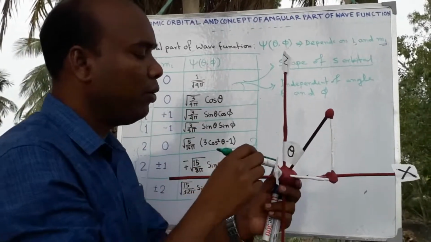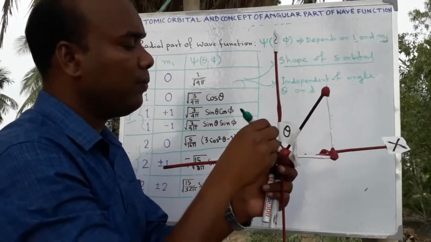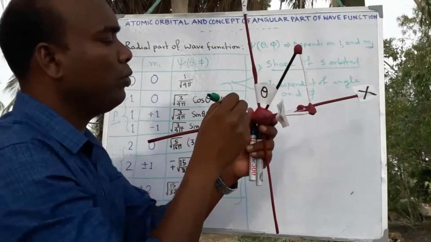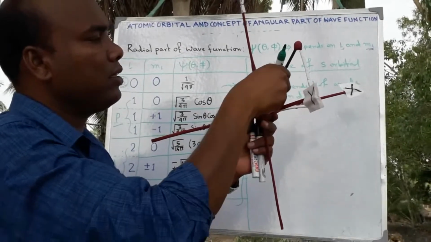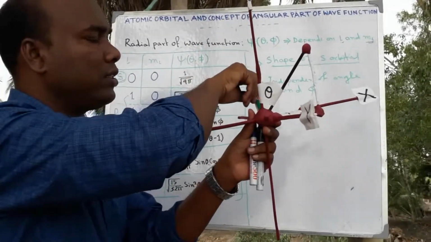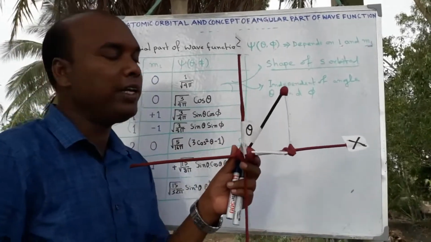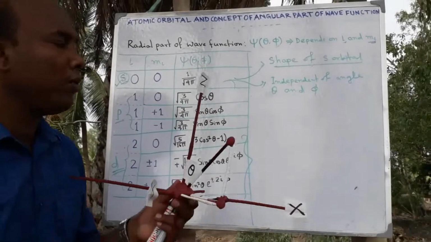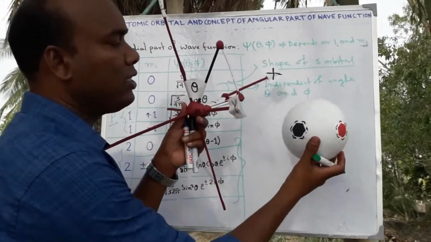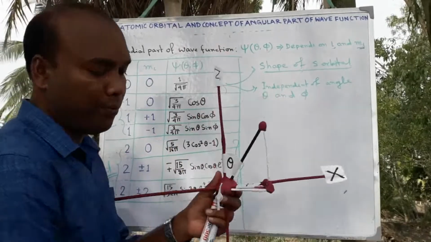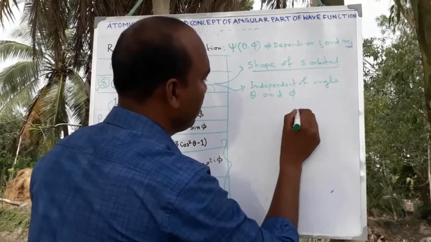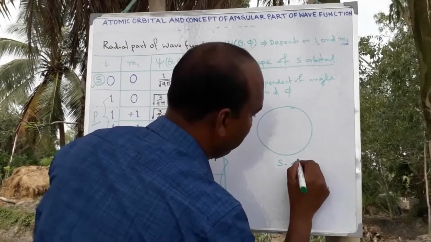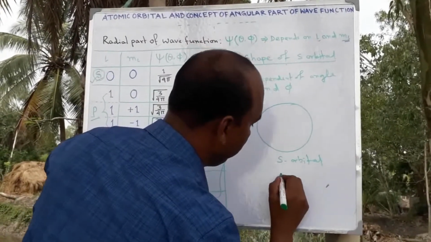So if you plot this constant value at every direction, then what will happen? Suppose you put this constant value at this direction, this direction, this direction and this direction, then overall it will give you a spherical shape. That is, the shape of the s orbital will be like this. This is the shape of your s orbital. S orbital is spherical in shape.